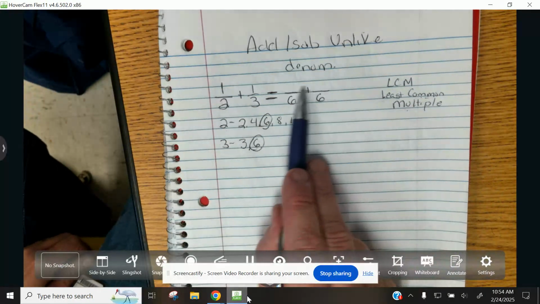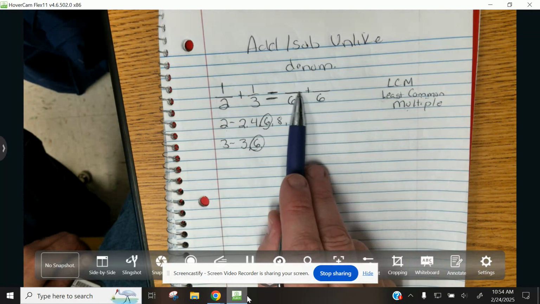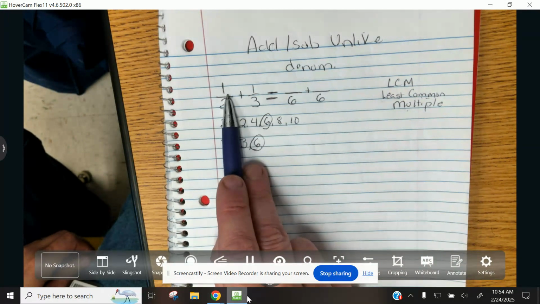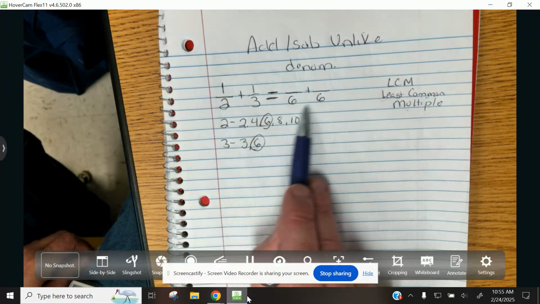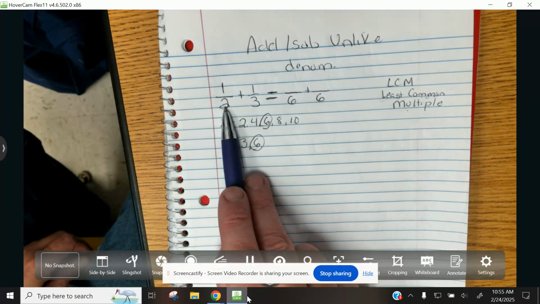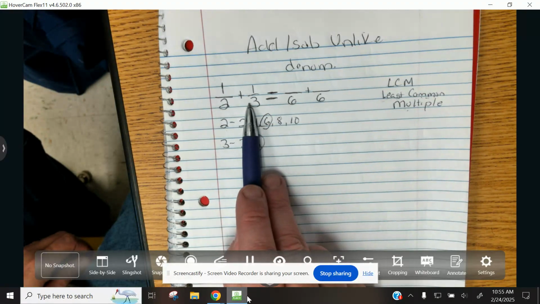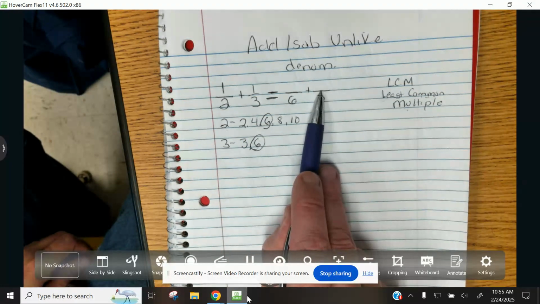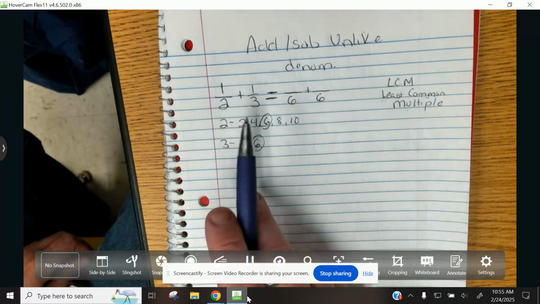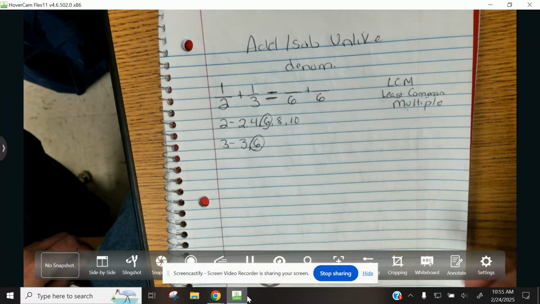Now I have to figure out what my new numerators are. Notice I said new numerators. I can't just bring these two over, because if I change the way my pieces look, that means I'm going to get more pieces. Notice I had 2 pieces, now I have 6. It was cut into 3 pieces, now it's cut into 6. So my pieces got smaller, therefore I'll get more pieces because they're smaller.